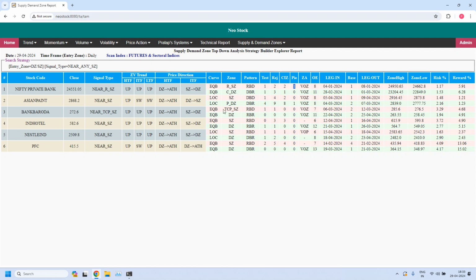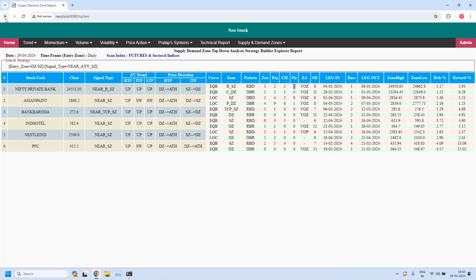And the Bank of Baroda is having a high liquidity zone, already tested once. So you should find a fresh fine-tuned 5-minute zone to plan your trade. That's it. We have only one high liquidity daily supply zone from this list.